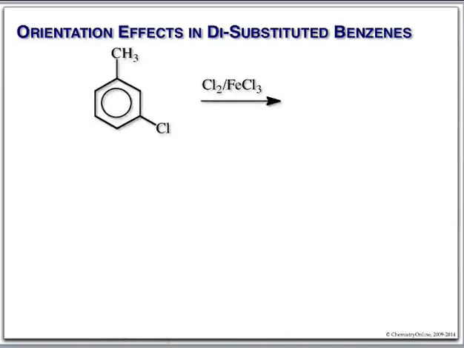Let's do it one more time. Again, we have 3-chlorotoluene. We're doing a second chlorination here. Where is it going to go? Think about your methyl group. Where is the methyl group going to send it? It's going to send it ortho to itself or para, right? Where's the chlorine going to send it? Ortho to itself or the para.